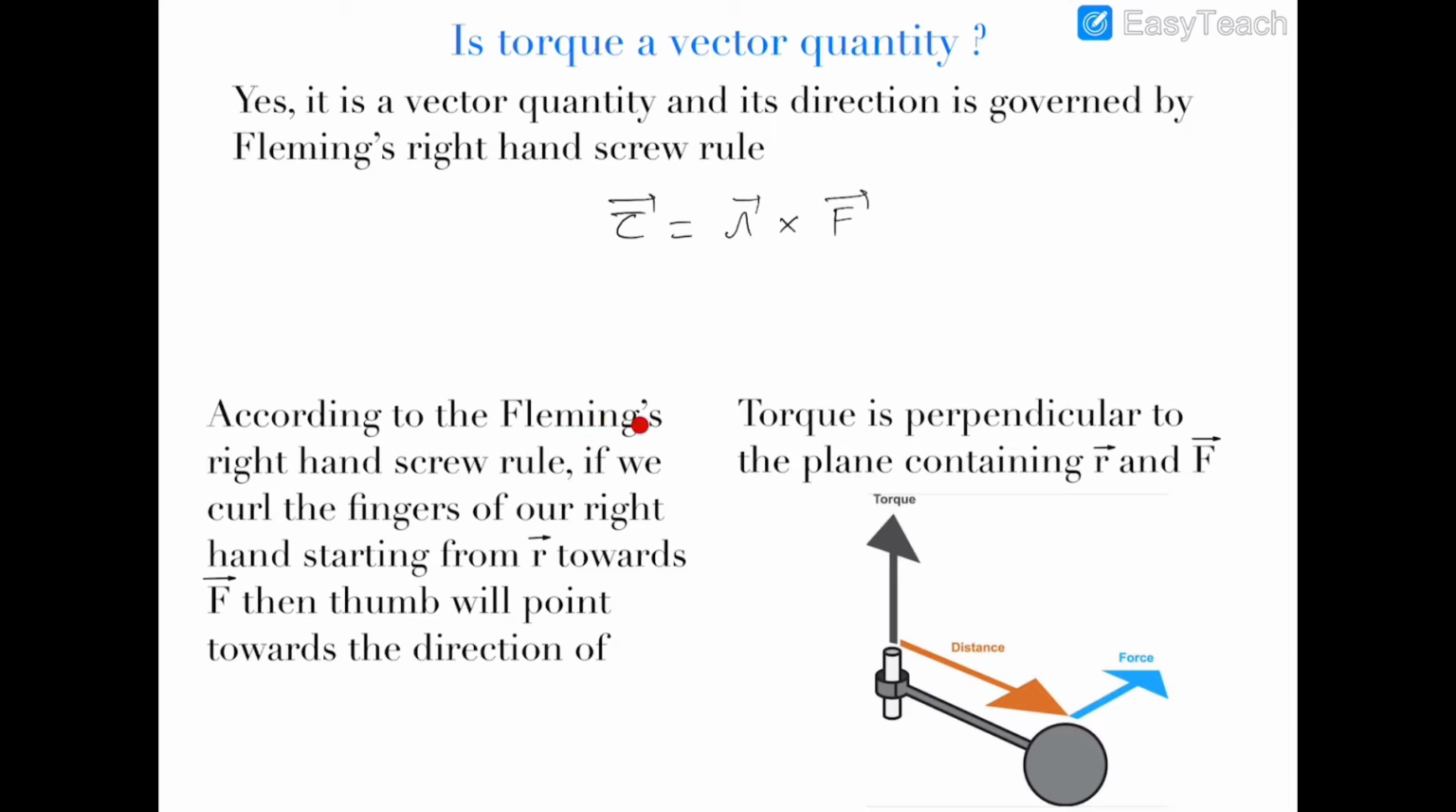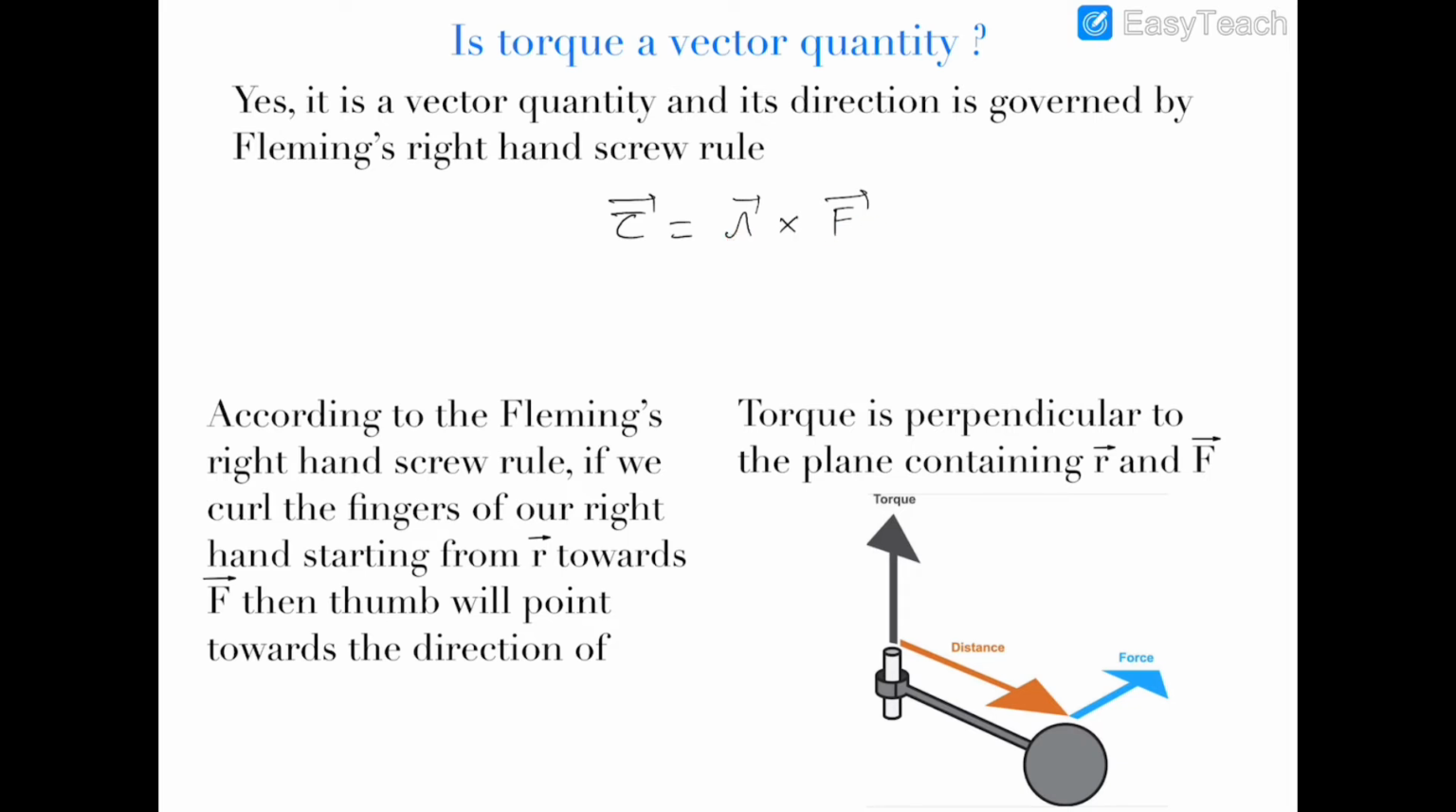According to Fleming's right hand screw rule, if we curl the fingers of our right hand starting from R towards F, then the thumb will point in the direction of torque. And we know that any quantity which is the result of the vector product of two quantities would be perpendicular to the plane containing those two quantities. So we can also say that this torque will be perpendicular to the plane containing R and F.